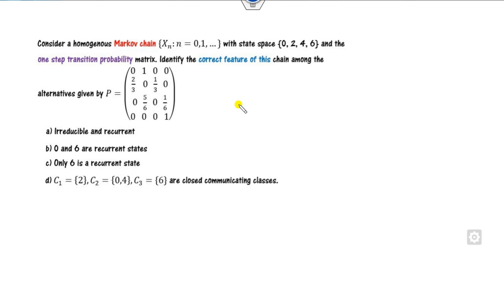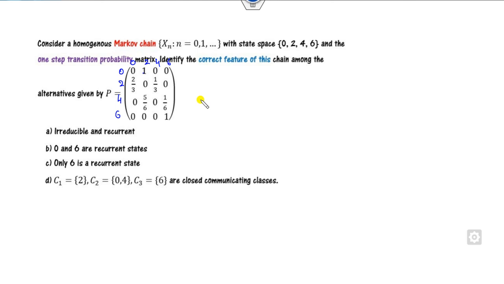Okay, look at that. The state space is 0, 2, 4, 6. It is not a diagonal and it is not doubly stochastic. Look at the first state, only one value. Position 2, 0 is non-zero. Fine. If 2, 0 is 0, then this state is transient. 0, 2 is non-zero. So it means 0 is not a transient state.